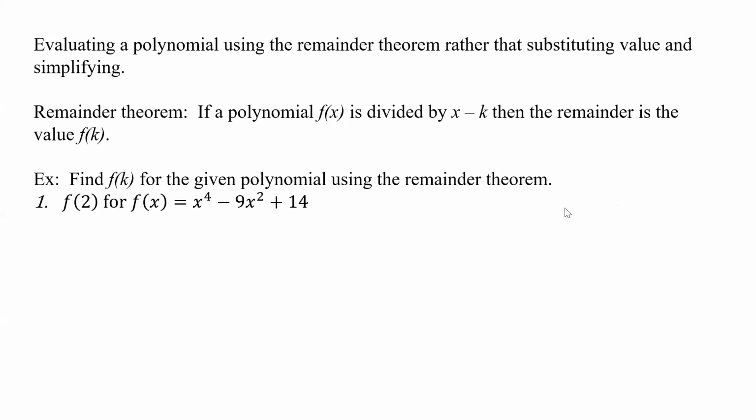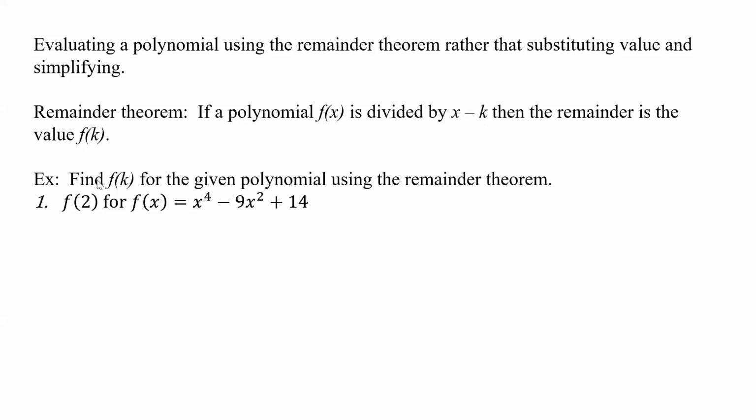How that works is, if we have some polynomial f of x, it doesn't matter which one, and we divide by x minus k, where k is the value we're looking at to see if it's a 0, or a number, like if they ask what is f of 2, then k is going to be 2. Then the remainder is the value of f of k. So f of 2 would be whatever that synthetic division gives.